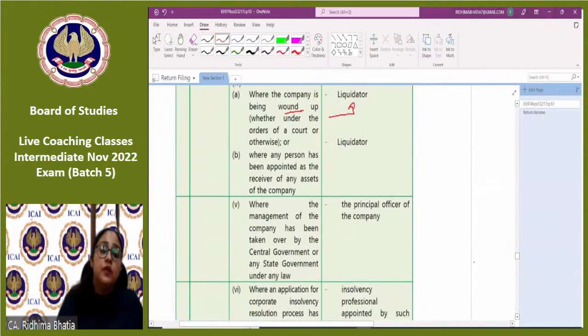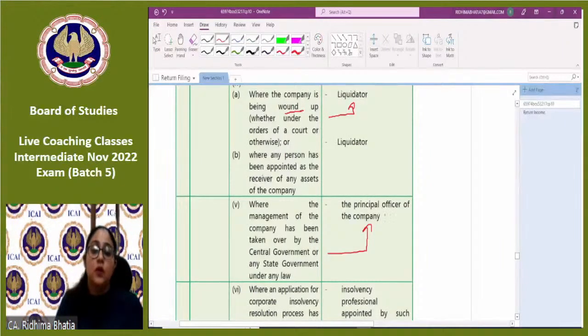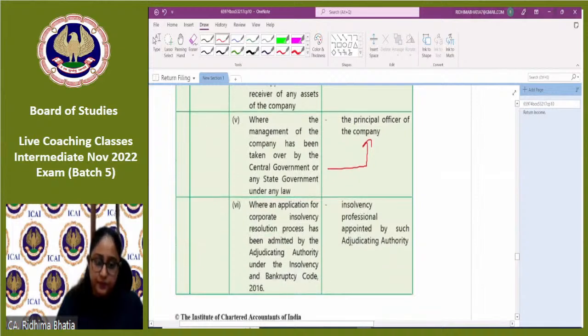Where the management of the company has been taken over by the central government, then the principal officer of the company will verify the return. This you will see in the coming years कि अगर management issue होता है, some management fraud is happening, then central government, as per company's law, takes the power of board of directors and they appoint a principal officer. That principal officer is required to file the return because company को तो return they always have to file, right? So in that case, the principal officer will verify the return.